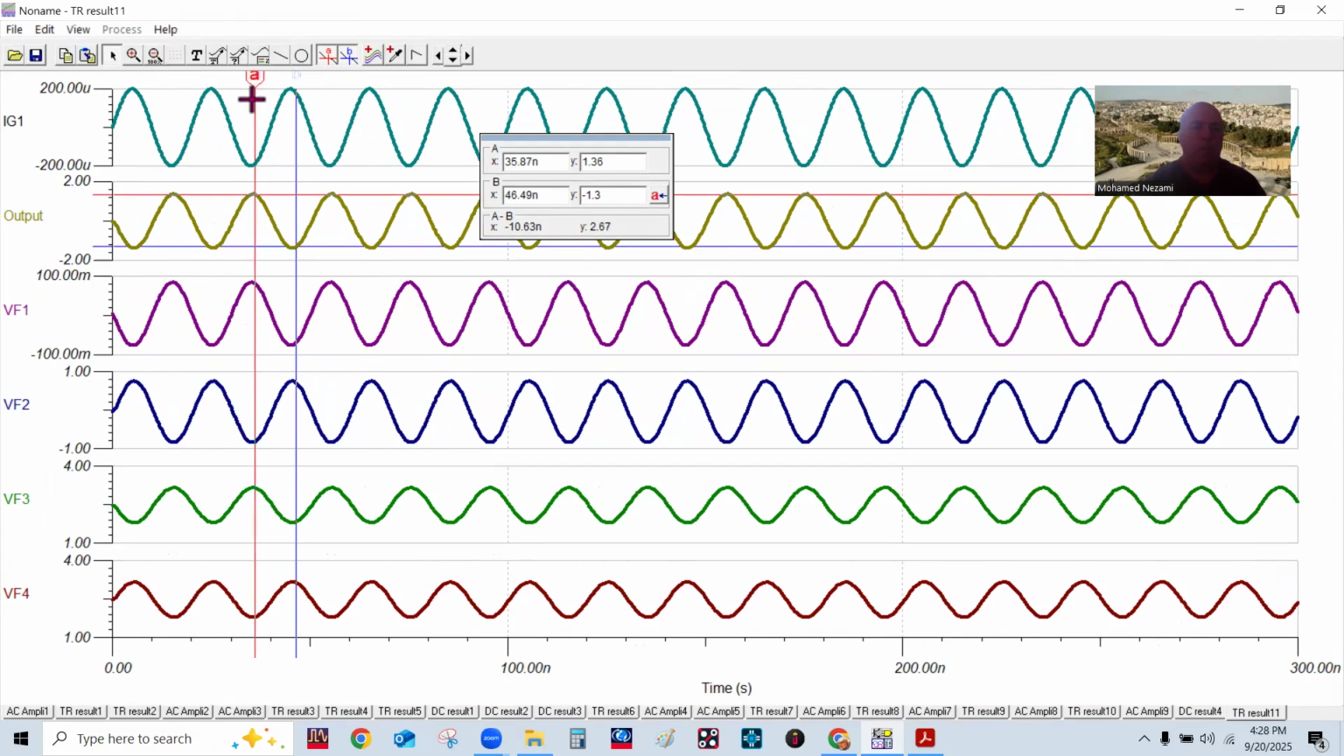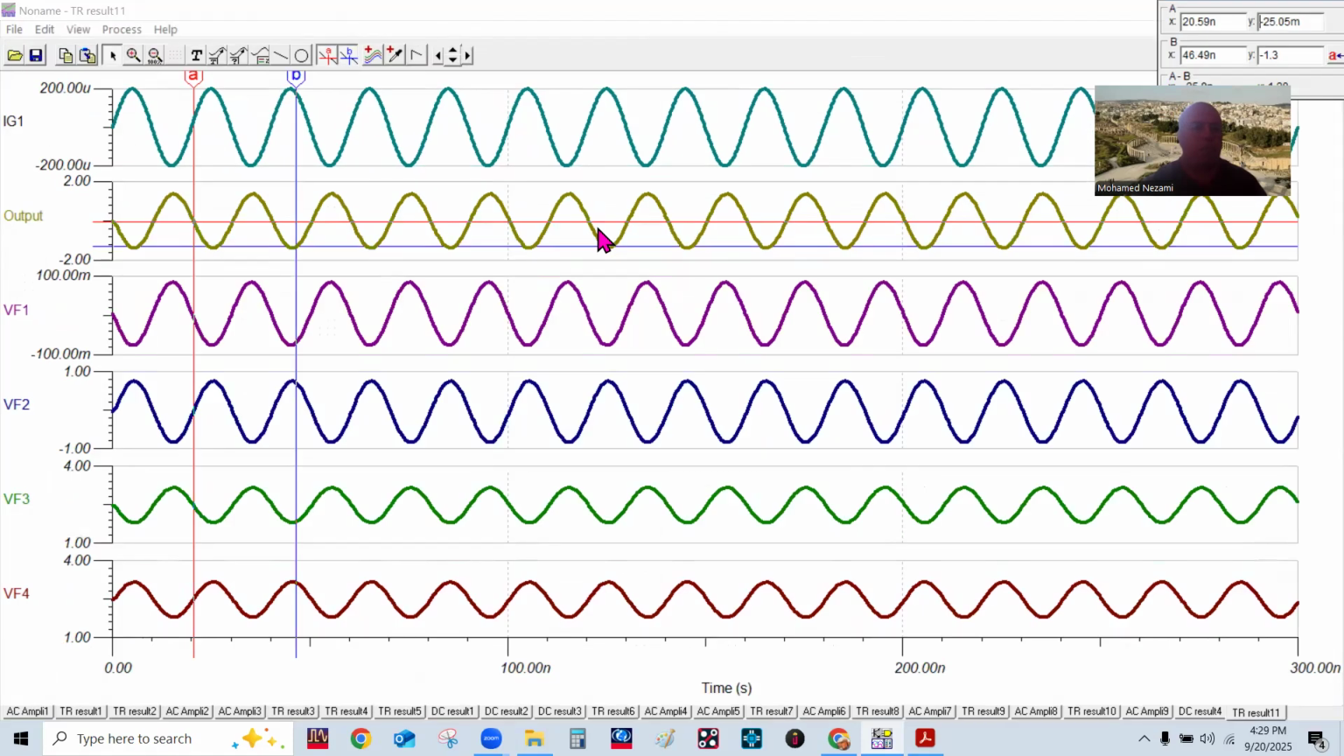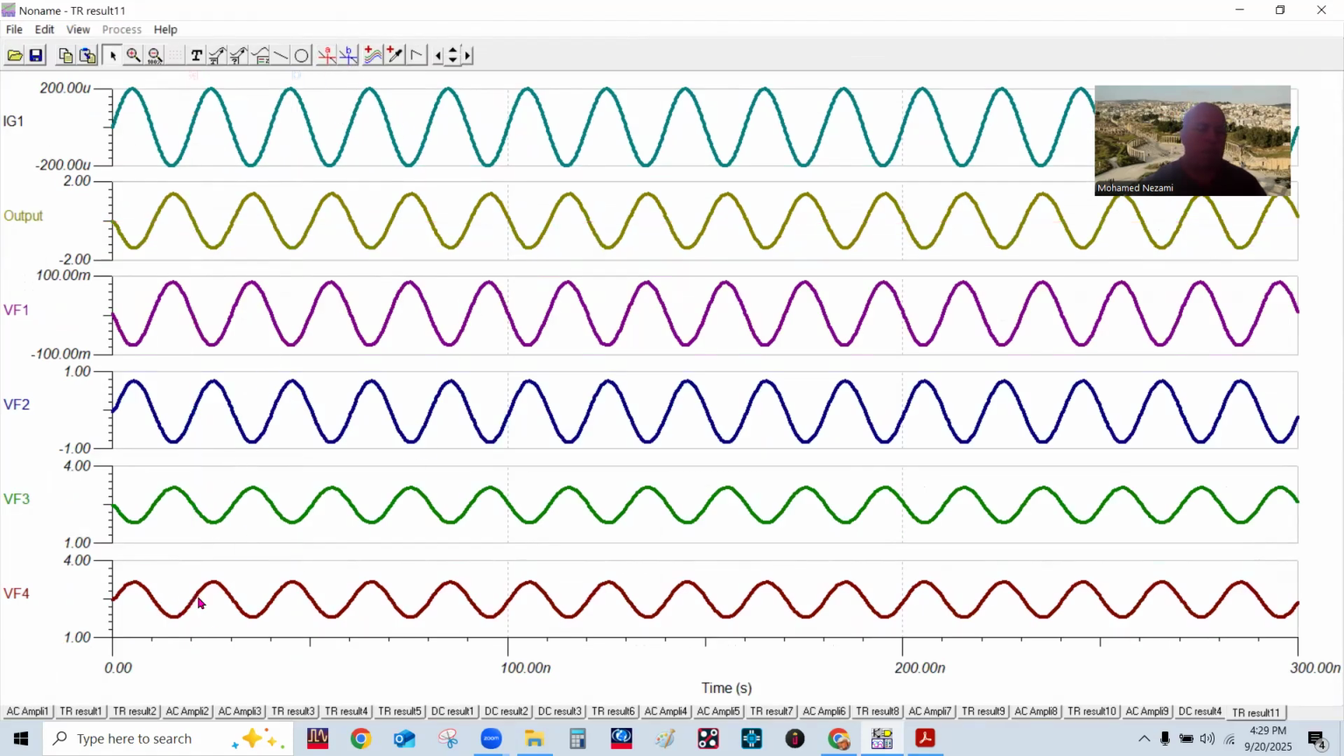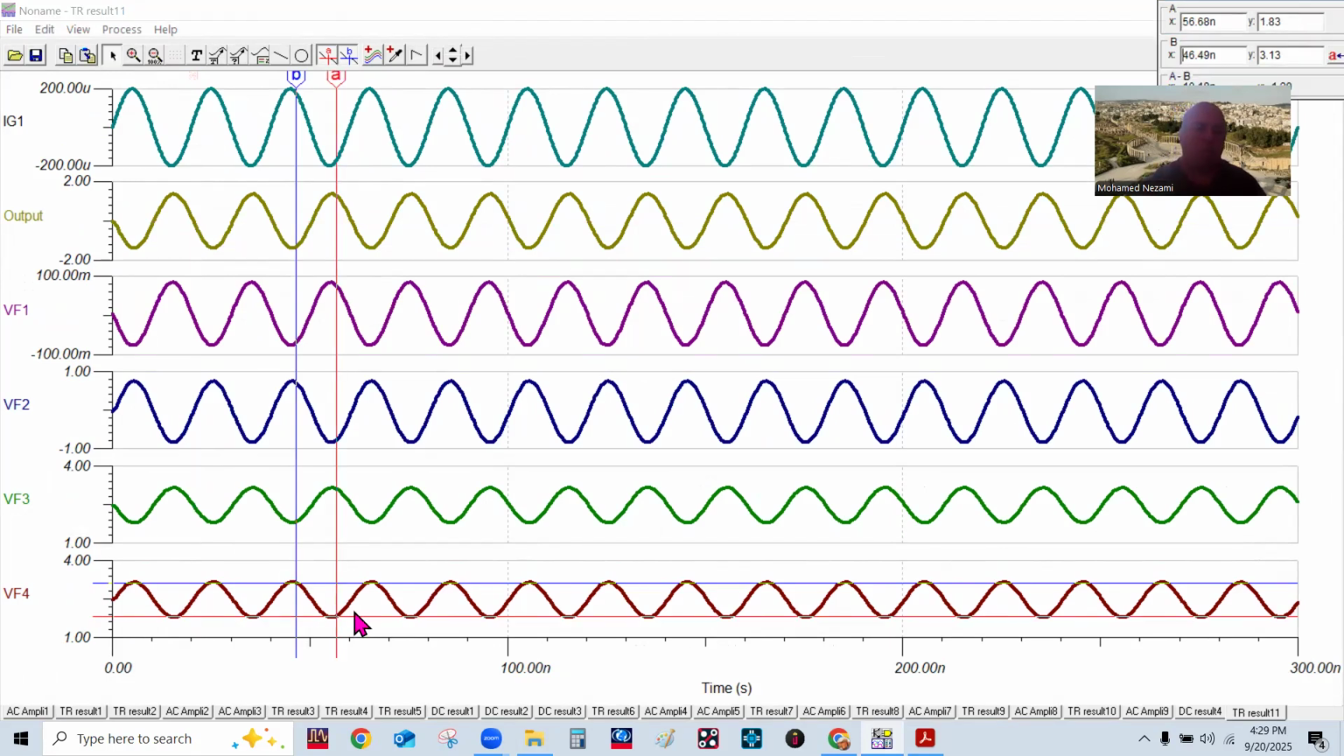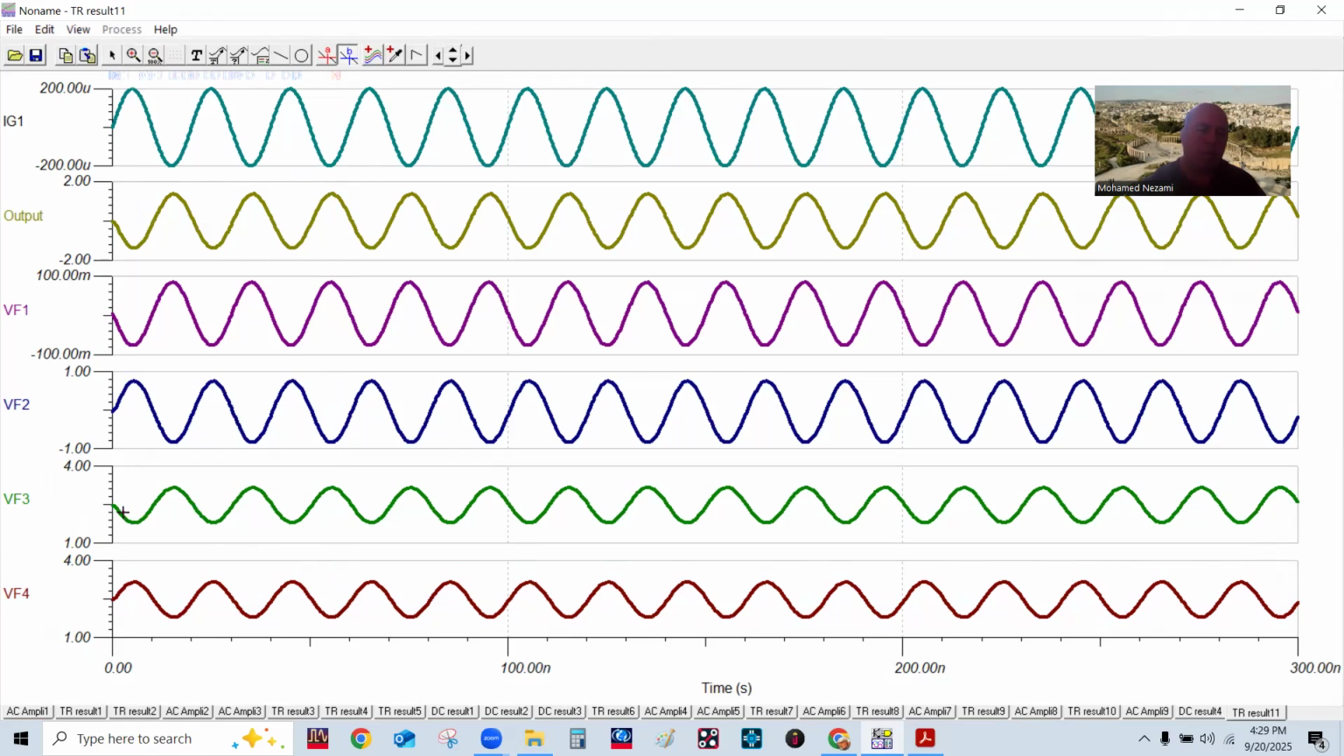And the AC signal, the DC is very tiny. VF1 and VF2 are the differential signal, and VF3 and VF4 are the output. If we measure one of them, this one here is going between 2 and 3 volts. So the DC on VF4, that's this guy here, is about 2.5 volts. And the same thing on the other one as well. Let's measure the other one. Yeah, it's 2.5 volts. All right.